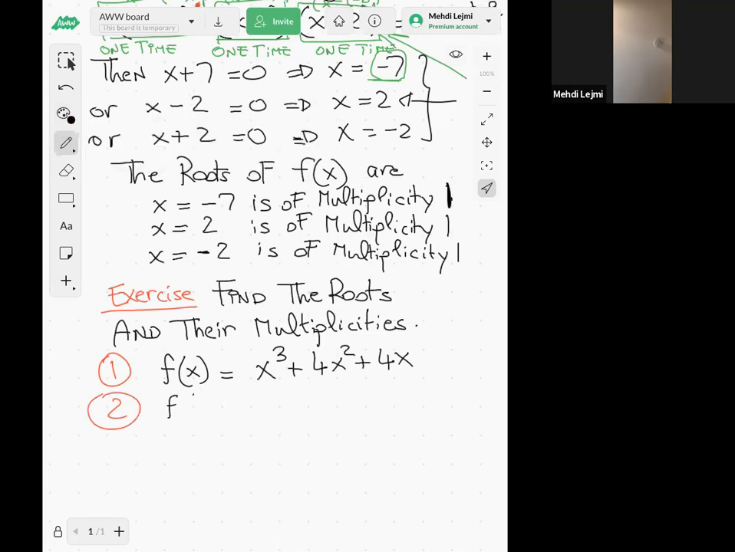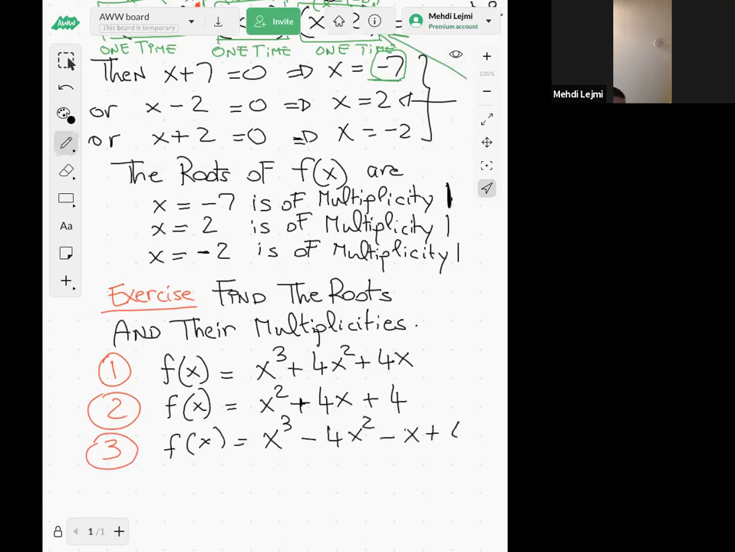All right. Number 2. f of x is x squared plus 4x plus 4. Number 3. f of x is x cubed minus 4x squared minus x plus 4.